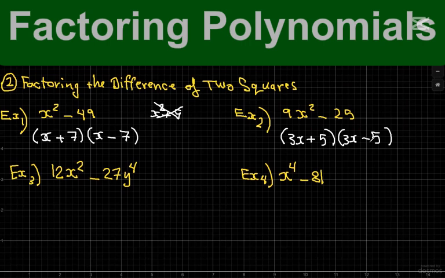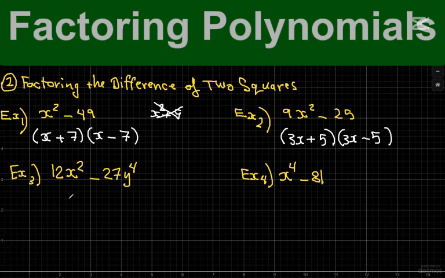Okay. It gets a little bit complicated though. So here you look at this and you say, okay, that's the difference. But the problem, this is not a perfect square. The x squared is a perfect square, but not the 12. And the y to the 4 is a perfect square, but not the 27. Now, can we see if we have a greatest common factor?